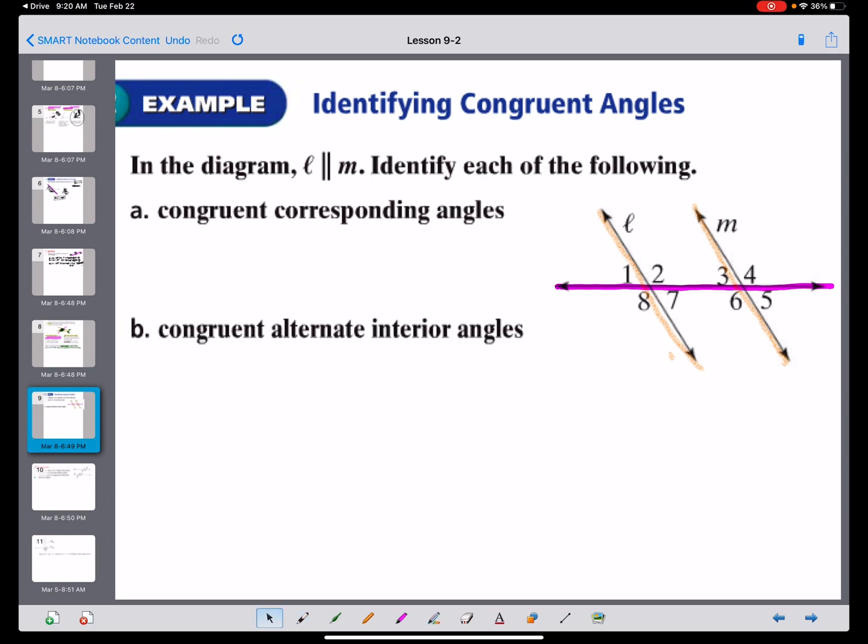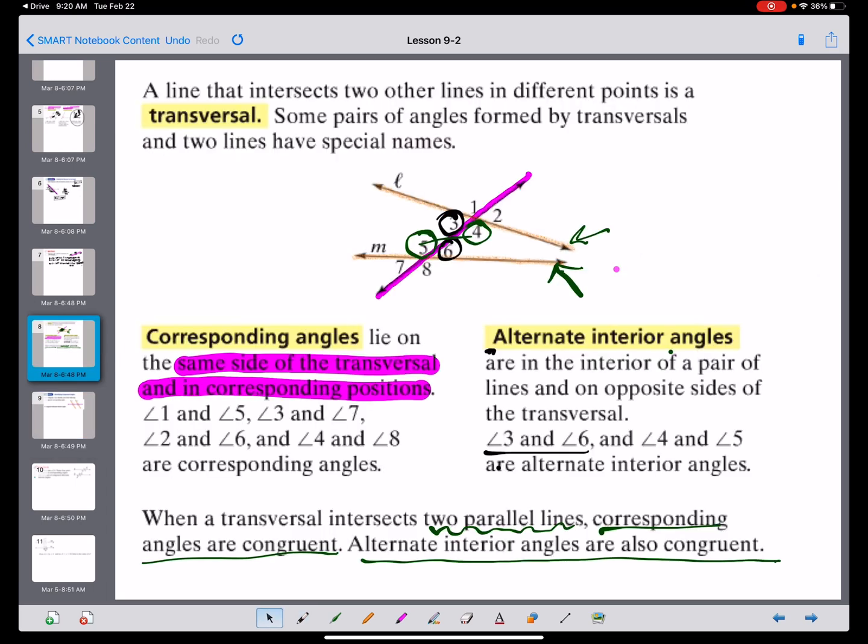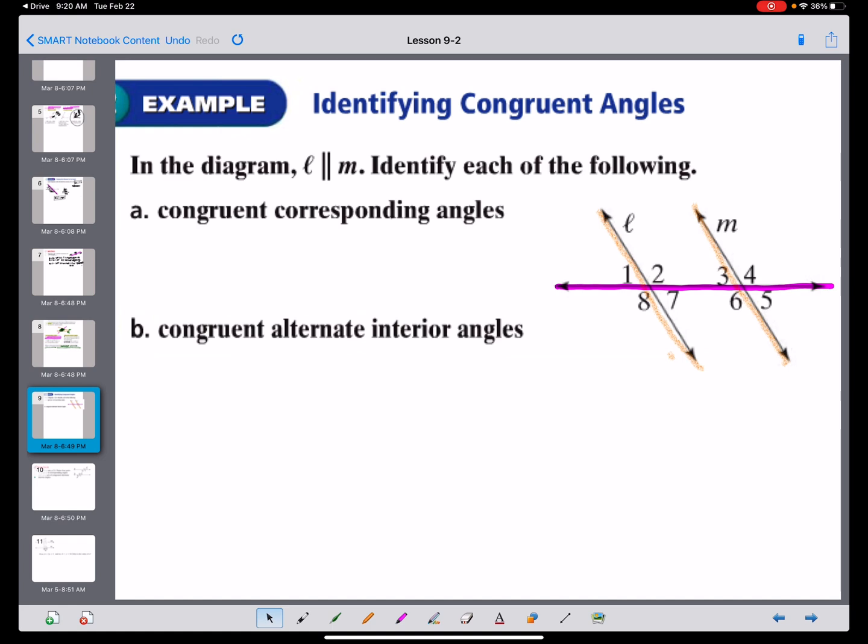All right, so let's look back. Corresponding angles are on the same side and in the same position. Angle 8 is to the bottom of my transversal, and it's to the left of the orange line. Angle 6 is also to the bottom of the purple transversal, and it's to the left of the orange line. So angle 8 is congruent to angle 6.